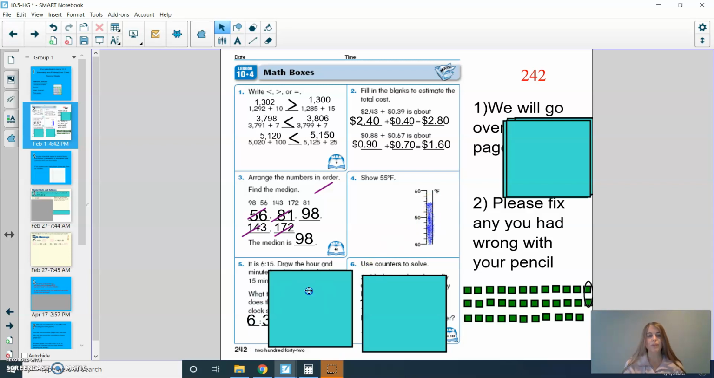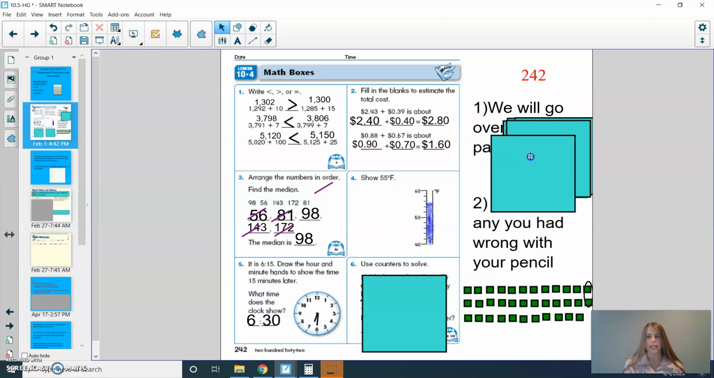For question number 5, it is 6:15. Draw the hour and minute hands to show the time 15 minutes later. I know that 6:15 plus 15 would get me to 6:30. So to show my answer, my hour hand is in between the 6 and the 7, and my minute hand, the longer hand, is right on the 6, showing the time 6:30.